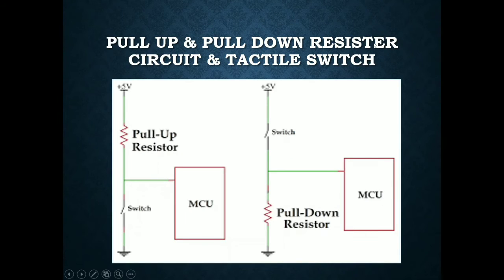Next, we have the pull-up and pull-down resistor circuit. This is the inner working of a tactile switch. If it is a pull-up resistor, as we can see, if the switch is closed, then the microcontroller is given a low signal as the switch is connected to the ground. If the switch is open, then a high signal, that is a 5-volt signal, is given to the microcontroller. Coming to the pull-down interface, if the switch is connected to 5 volts and the switch is closed, then a high signal is given to the microcontroller. If the switch is open, then a low signal is given to the microcontroller.